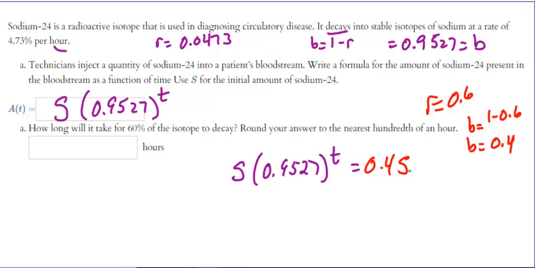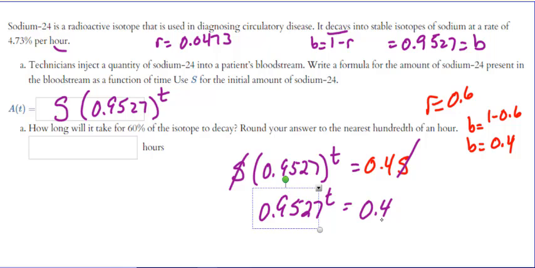So 0.4 S. The S's cross out, and I'm left with 0.9527 raised to the T equal to 0.4. If you put that in Y1, Y2, you find where they intersect, and you're good. When you're looking at decay, it says 60% of the isotope decays. Well, if you take away 60%, 40% of it's still there, and that's what you have to make sure you understand when you're doing decays. So, ladies and gentlemen, this ends Chapter 5, Section 4344, Part 2's video.